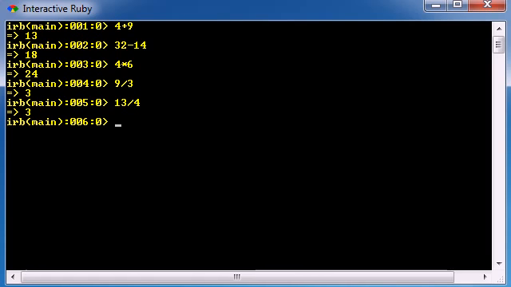So if you want a number with a decimal point, you have to ask it with decimal points in the question, such as 13.0 divided by 4.0. Now, when you ask it like this, it gives you the answer 3.25.